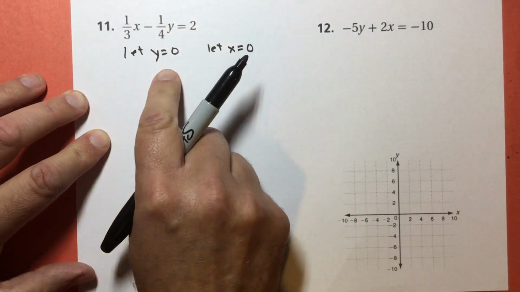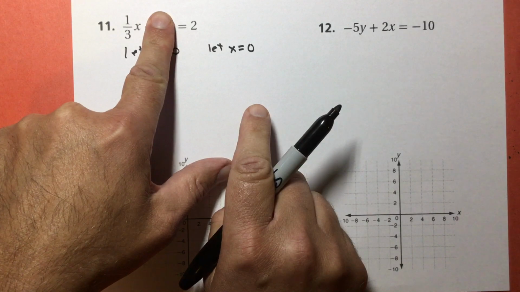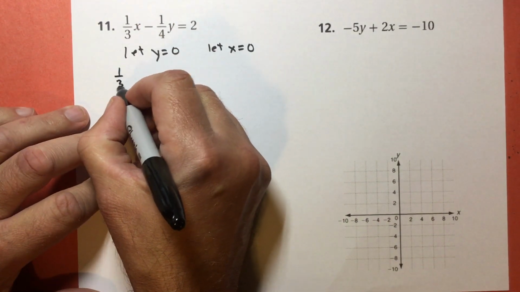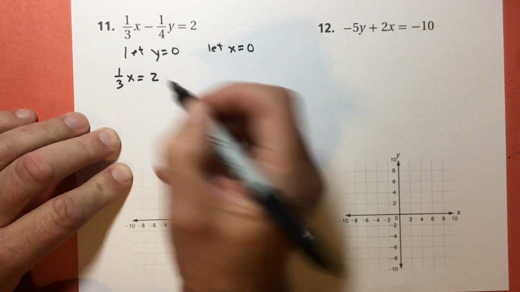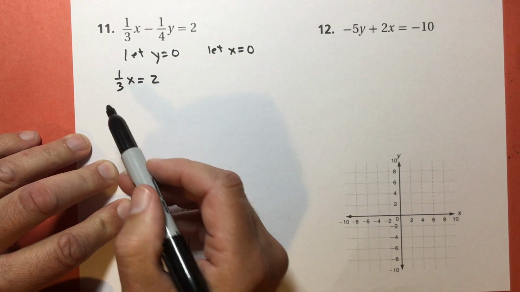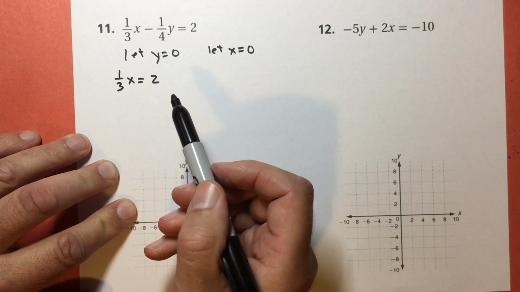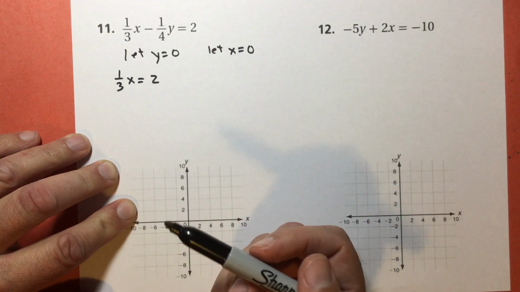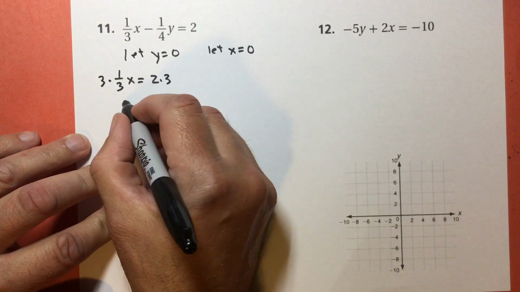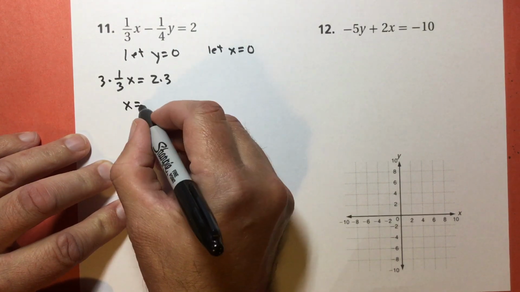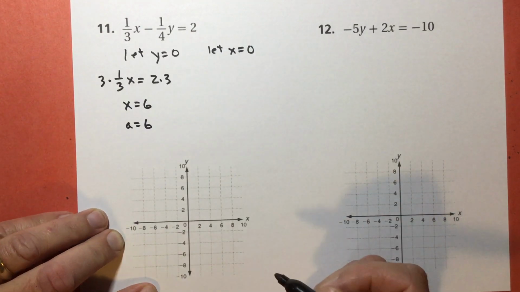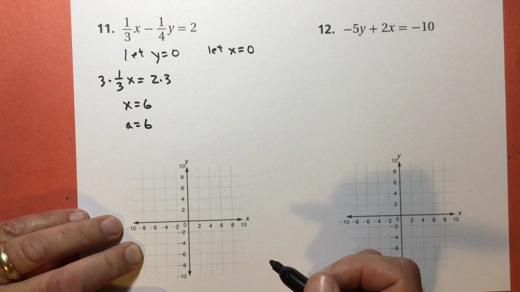When I let y equal 0, this is going to go away, and I'm going to get 1/3 x equals 2. The opposite of multiplying by a fraction is to divide by a fraction, but dividing by a fraction means multiply by the reciprocal. So I get x equals 2 times 3, which is 6. So my x-intercept is 6.